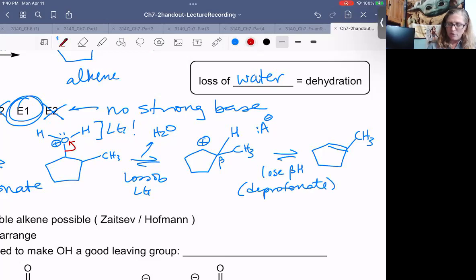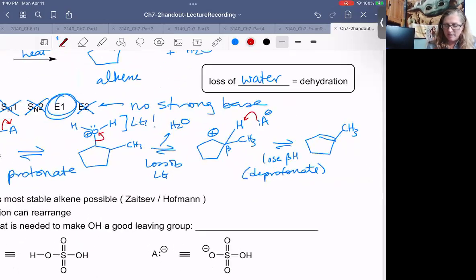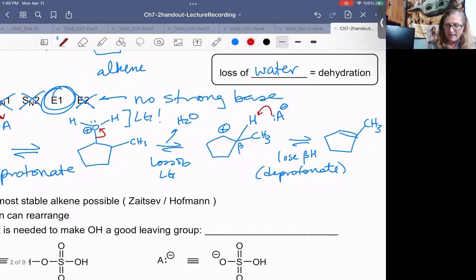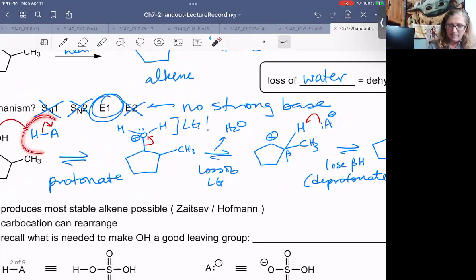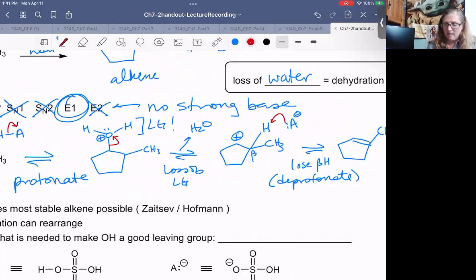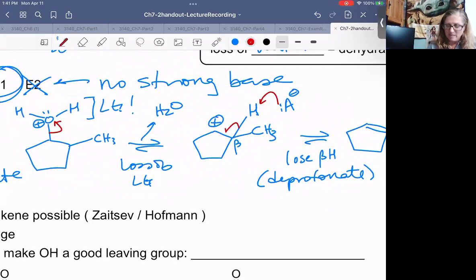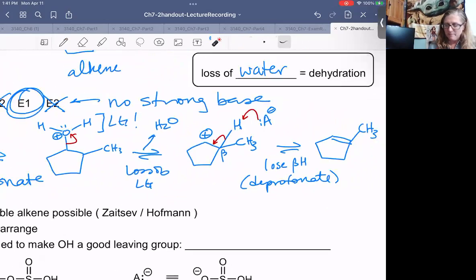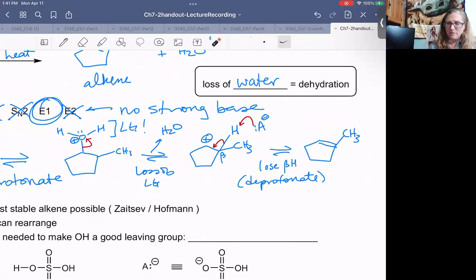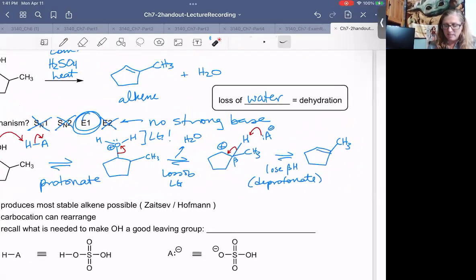Deprotonate. So 2 curved arrows for every proton transfer. Whatever my conjugate base, if I use HA in this first step, I used HA over here as my acid, right? And so that means I now can use A- as my conjugate base, just some weak base that's around to do this deprotonation. So I grab that proton and I use these 2 electrons to form the double bond, to form the pi bond. So that is my mechanism for the dehydration reaction.